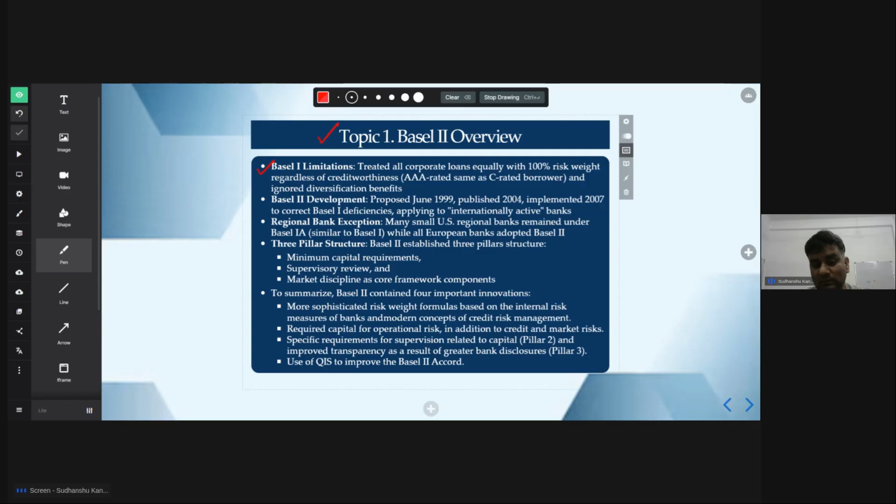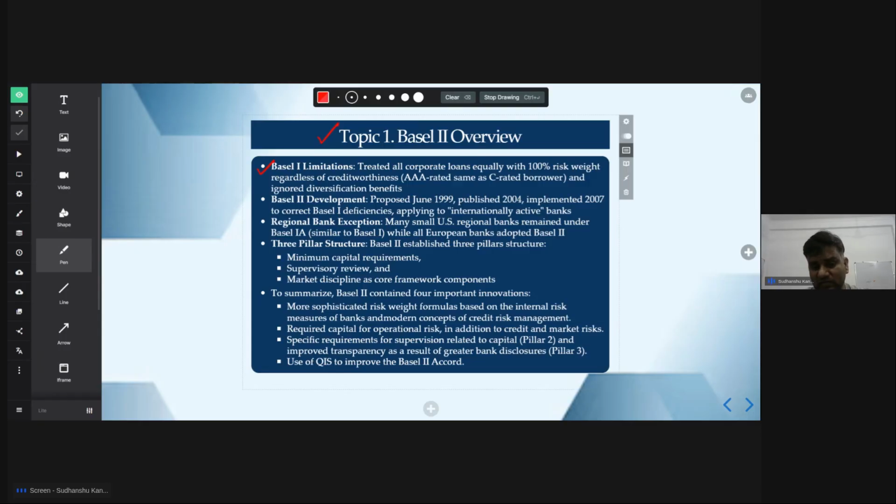The scope was applied primarily to internationally active banks, not intended for small domestic banks. There was some exception, a regional bank exception. Many small US regional banks stayed under Basel 1A, which was a very Basel 1 like framework. European banks broadly adopted Basel 2, and this explained uneven global adoption despite the global intent.